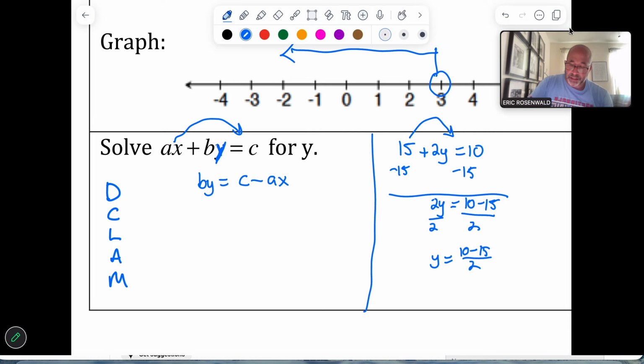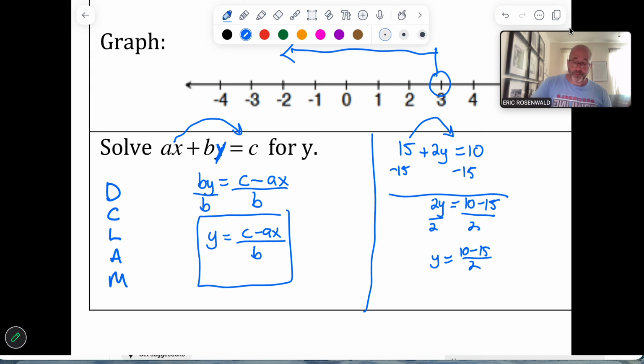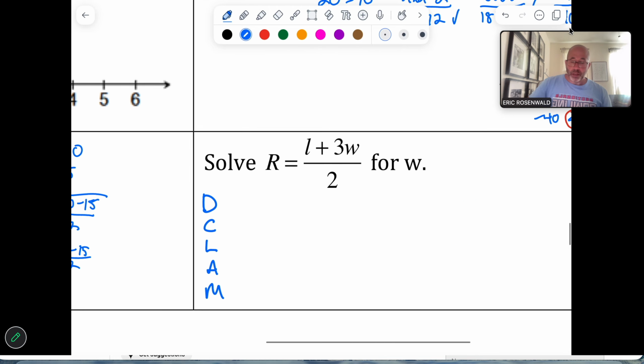The next thing is, let's get rid of this b that's here. Well, if I divide by b, I could divide everything by b, and we get y is equal to c minus ax divided by b. That's what a literal equation is. It's literally using letters, but the process is exactly the same. Okay? Let's go over here.